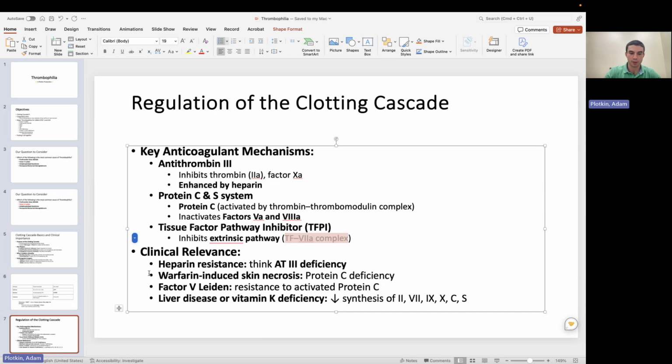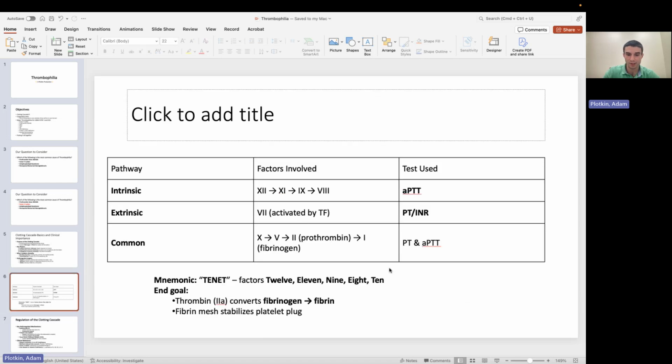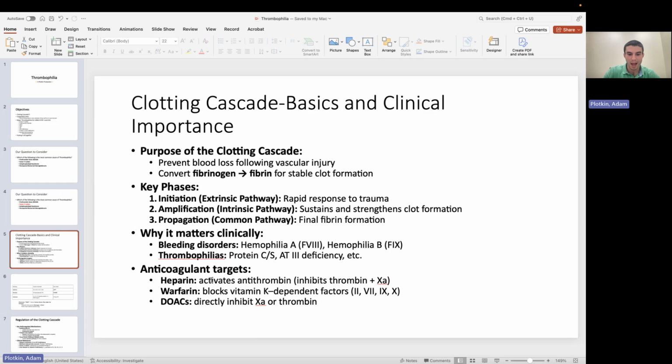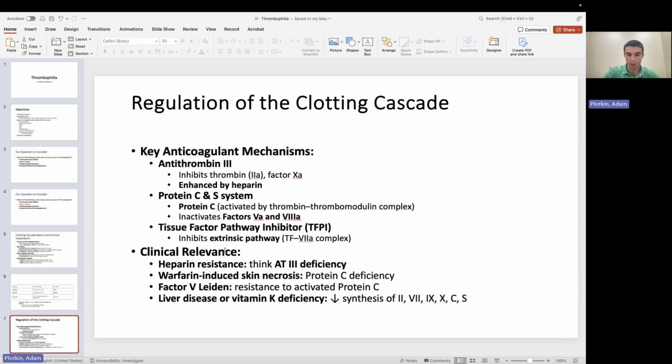All right, so the clinical relevance here: heparin resistance. What if I give a patient heparin? And remember, what do I look for when I give a patient heparin? Do I look at the intrinsic pathway? Do I look at the extrinsic pathway? So am I looking at the PTT or the PT? We normally look at the PTT, right? I had that on some slide here. Heparin activates antithrombin, and we're going to look at the PTT. Well, that's the way we track heparin.